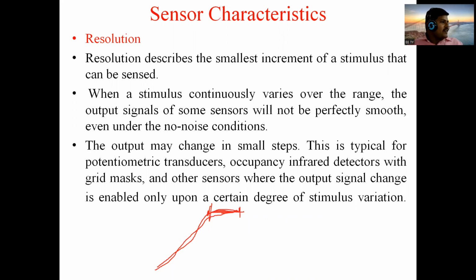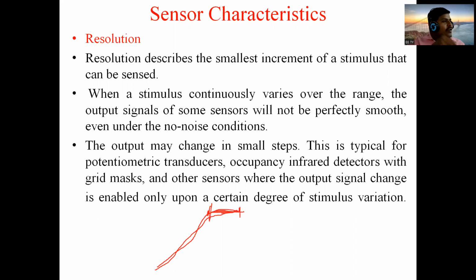The stimulus is nothing but the input, and it is a continuously varying quantity, right? Even if there is a small increment in the varying of that quantity, it can also be sensed. This is the capacity of that sensor, whether it will sense it or not. This concept is nothing but resolution in the case of a sensor.